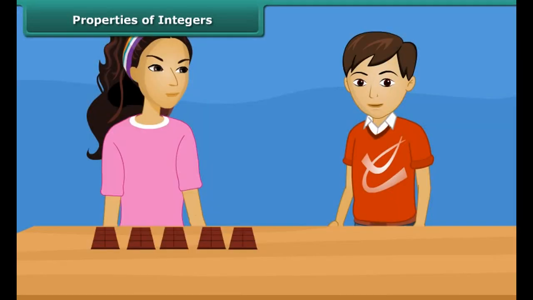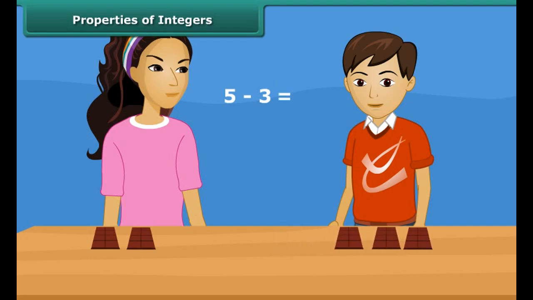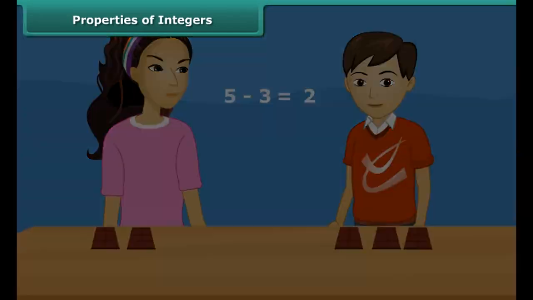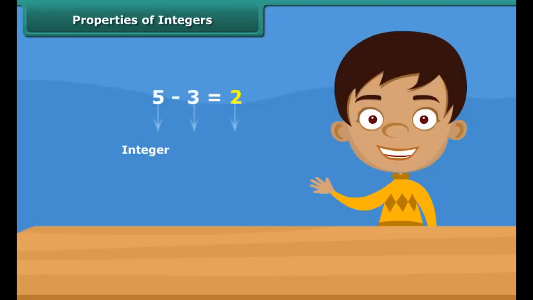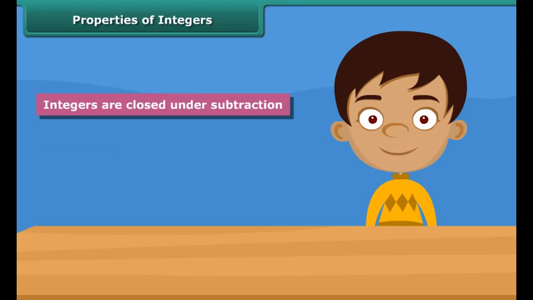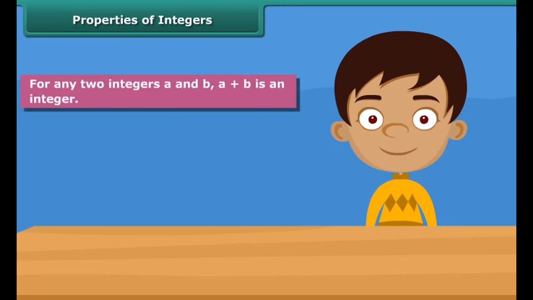Look at Rina. She has 5 chocolates. If she gives 3 chocolates to her brother, then how many chocolates are left with Rina? Yes, you're right. She is left with 2 chocolates. In this example, we see that difference of 2 integers is also an integer. Hence, integers are closed under subtraction. In general, for any 2 integers A and B, A plus B is an integer. Similarly, if A and B are 2 integers, then A minus B is also an integer.